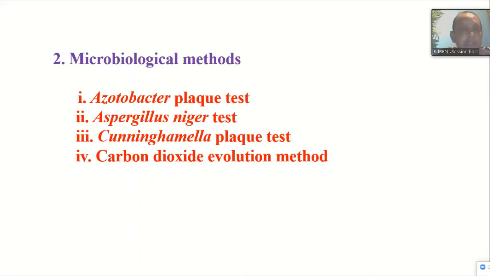There is another method, the microbiological method. There are some microbes which we can use for identifying nutrient deficiency, for example, Azotobacter plaque test, Aspergillus niger test, Cunninghamella plaque test, and carbon dioxide evaluation method.